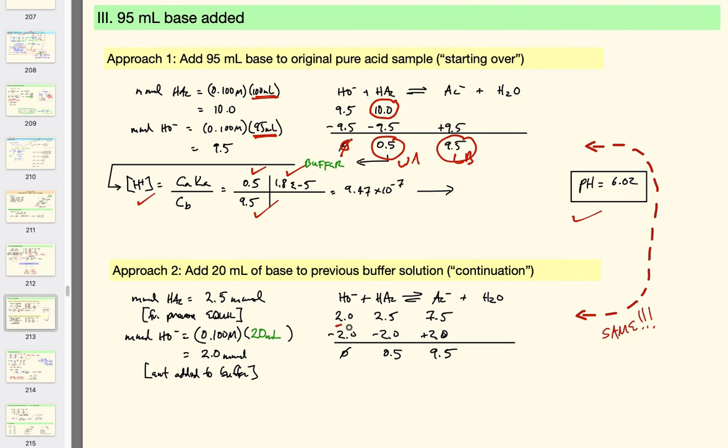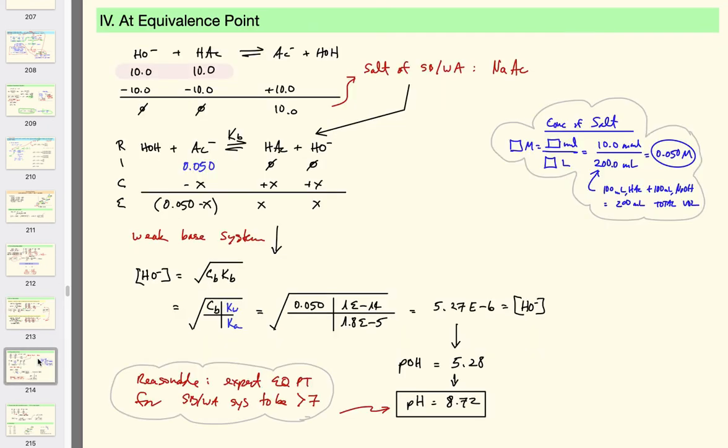So if you want to pick it up where you left it off and just look at how much is added, you can do that. But you've got to be consistent. I normally just pretend I'm starting over. But if you want to use a continuation, that's fine. It's taught both ways. So there we go. We're almost to the equivalence point.